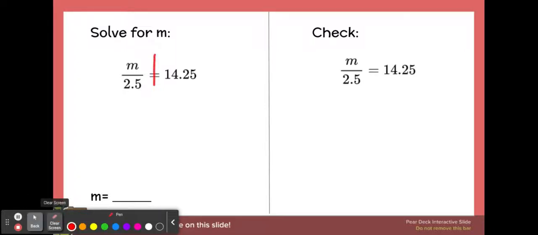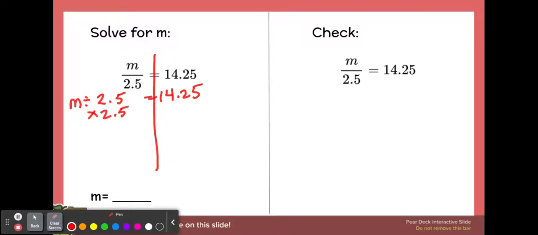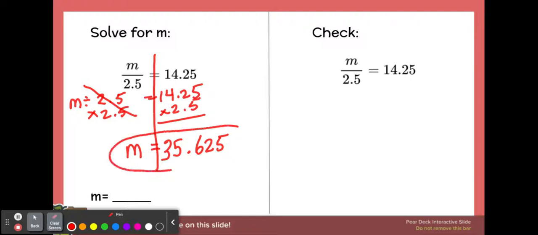Okay, to solve it, you would draw your line down. I would make a suggestion to write it out with a division sign: m divided by 2.5 equals 14.25. And I would do that just because then it gives me space underneath to do the opposite operation. So I'm multiplying by 2 and 5/10. That cancels those out. I bring down my m, so my m is by itself, and m equals 35 and 625 thousandths. It's a big one on that one.